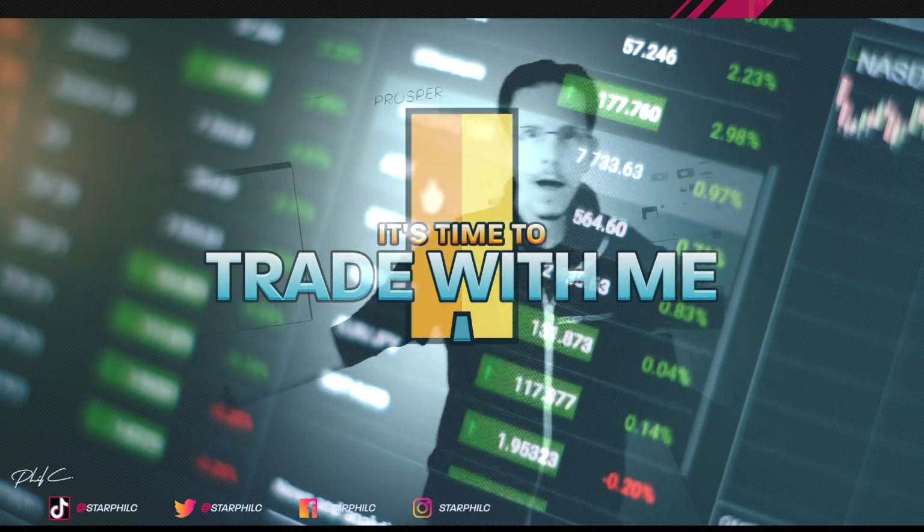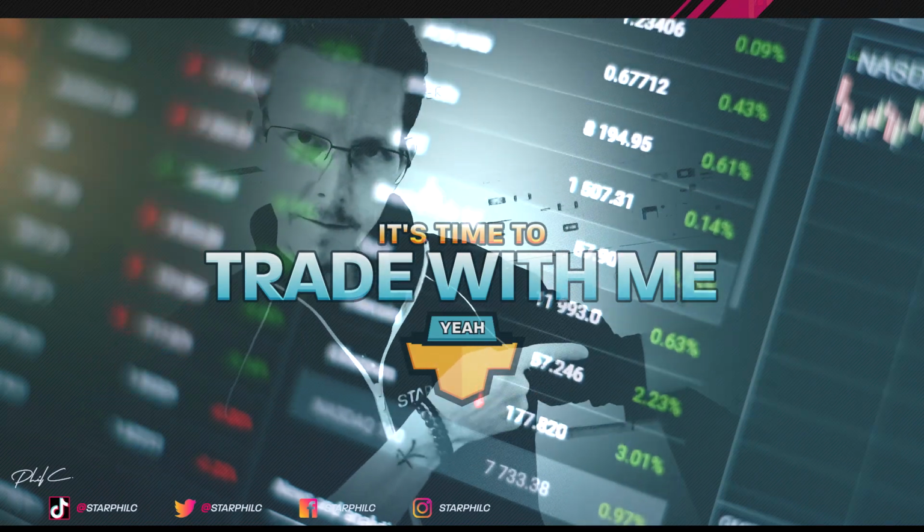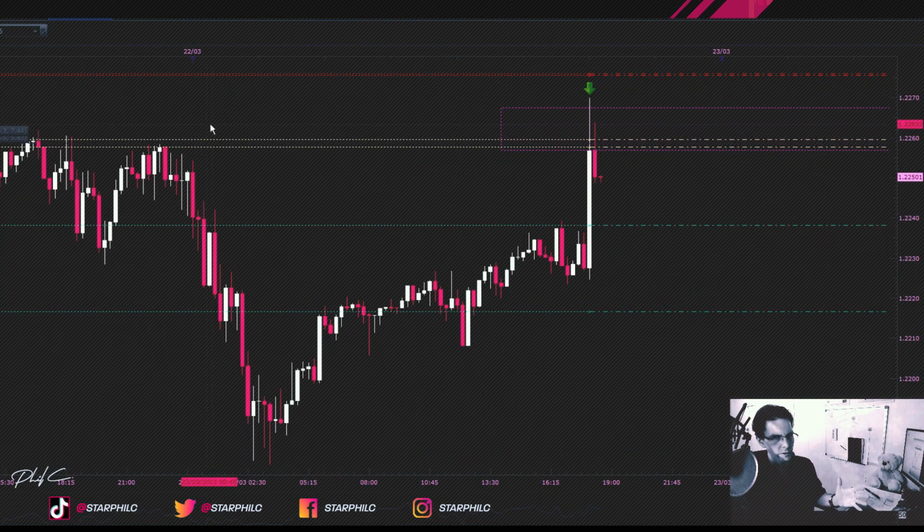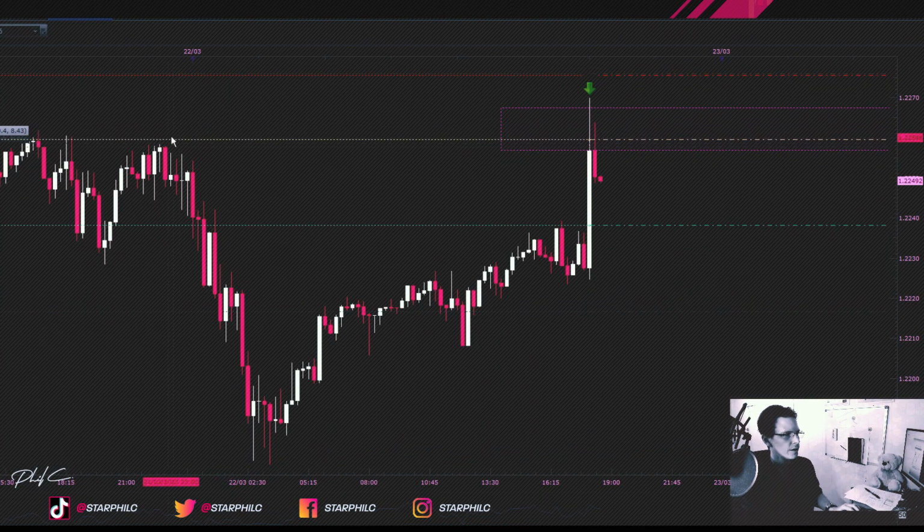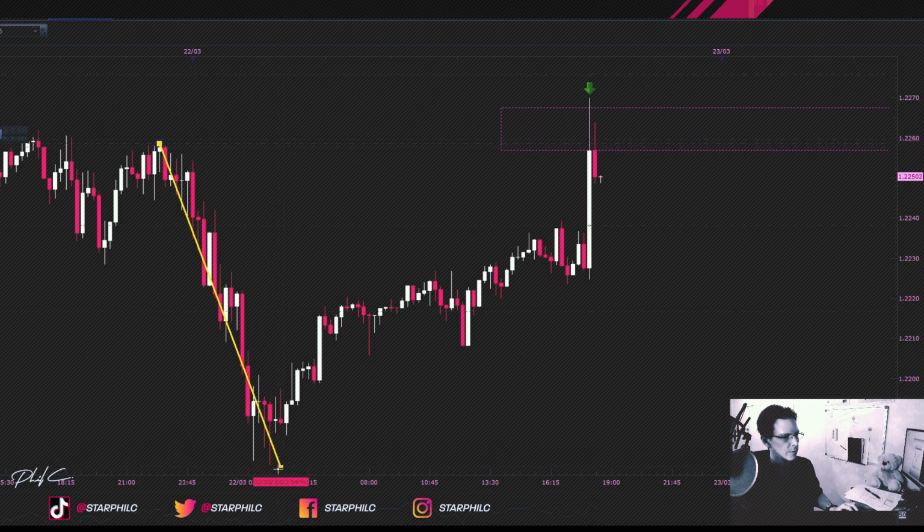Now let's draw this bat pattern out. We have our swing high up here and swing low right there. This is my impulse leg.